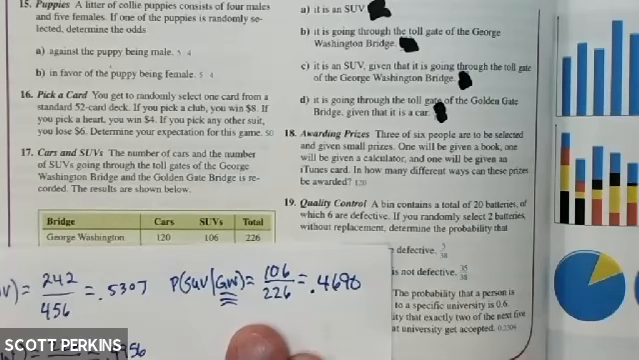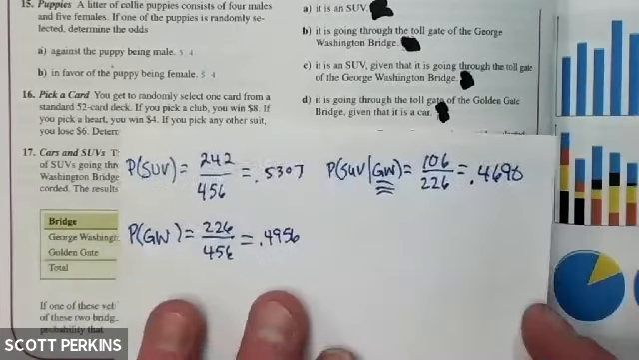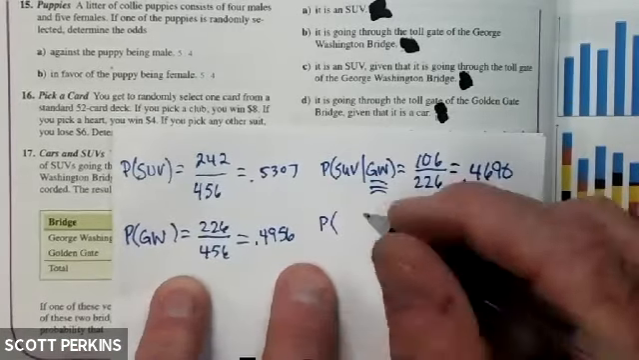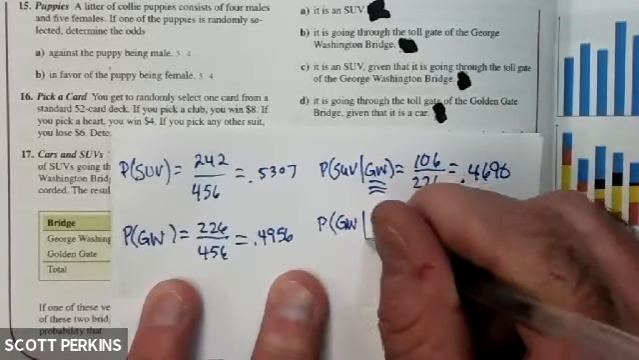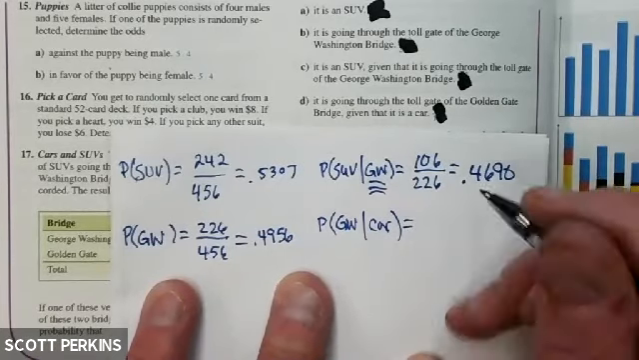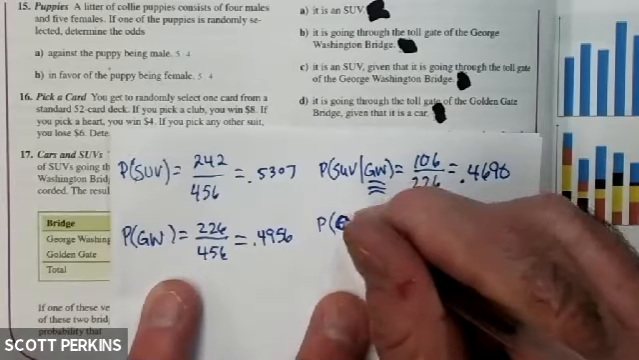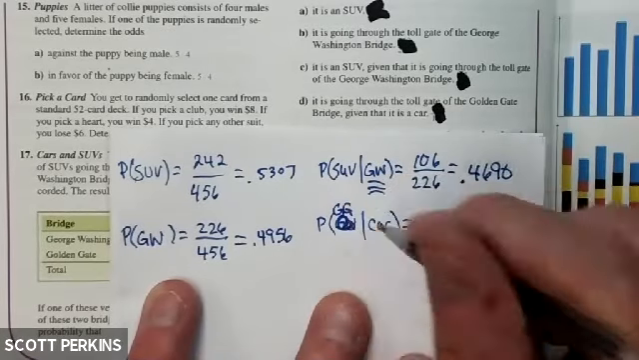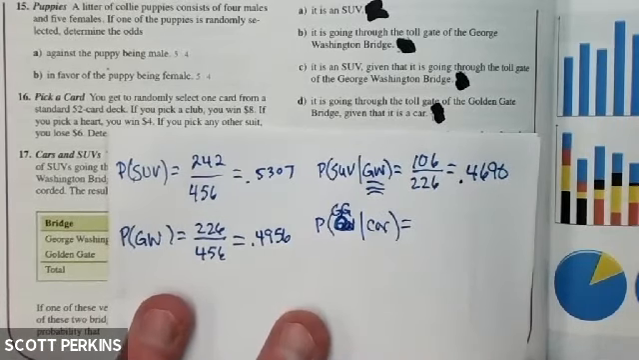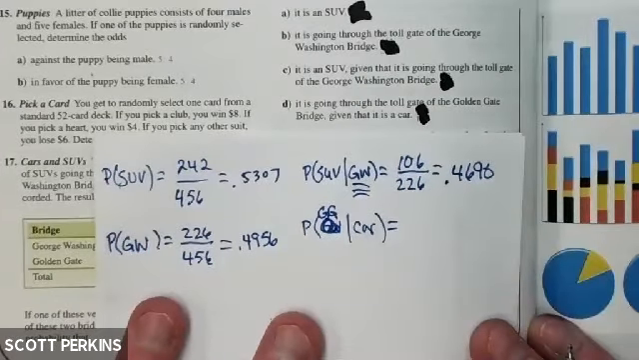All right, the last one says, what's the probability that it is going through a toll gate at the George Washington Bridge, given that it is a car? Golden Gate, yes, I'm not wearing my glasses, so you can tell. Golden Gate Bridge. Thank you for being here and correcting me. It's always humiliating, but I appreciate it.